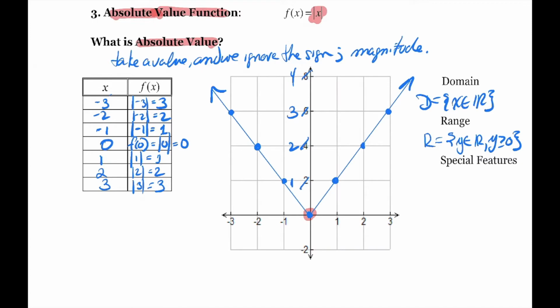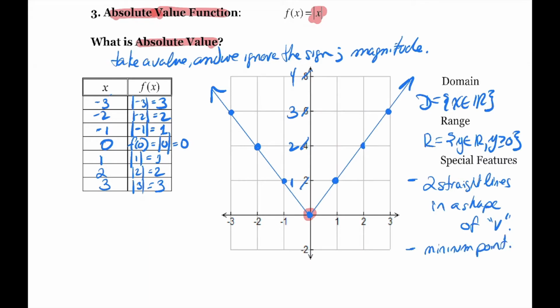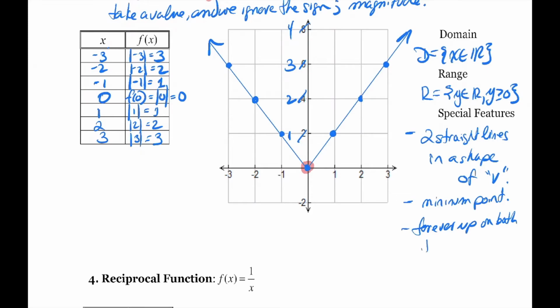So the special features here: it's not a curve, it's really two straight lines in the shape of a V. We recognize that there is still a minimum point here, or a minimum value. And what else can we say? It also goes forever up on both the left and the right.